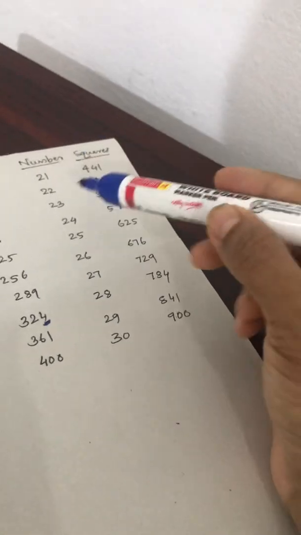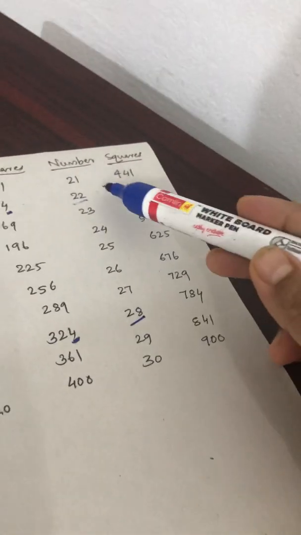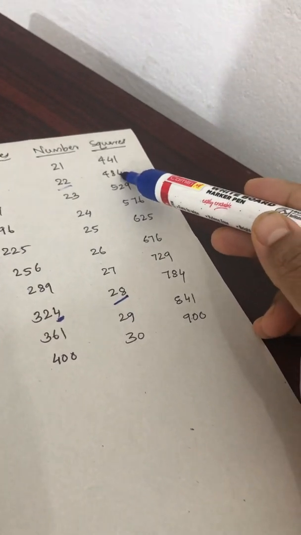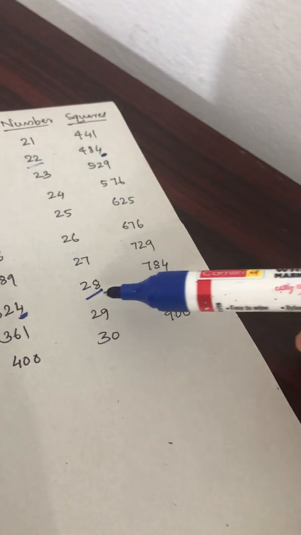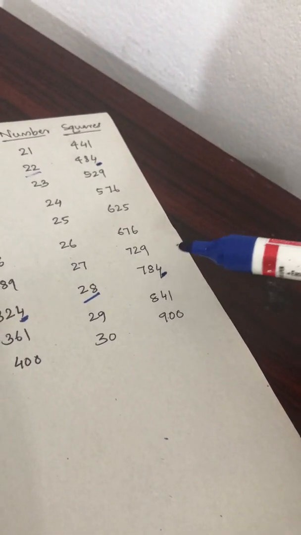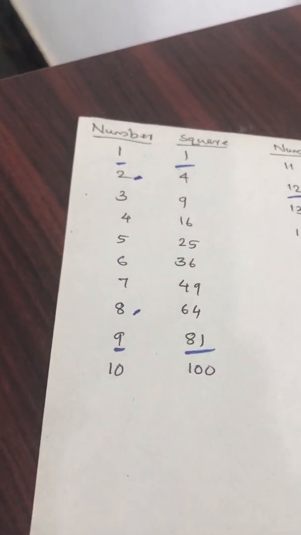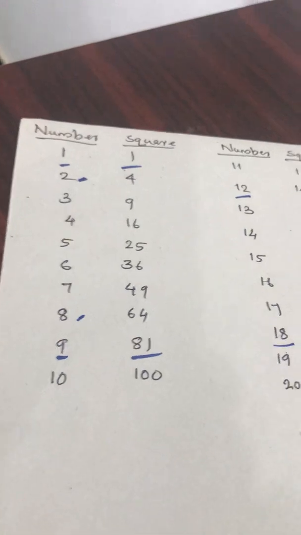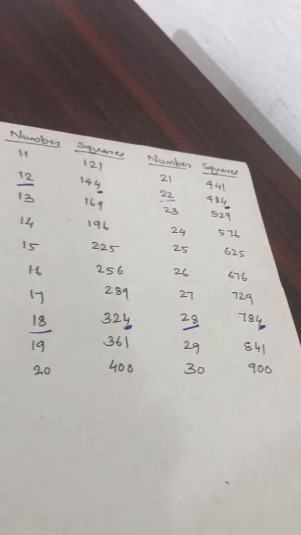Just like you look at 22 and 28. 22 square is 484. The units place we can see it is 4, and 28 its units place 8, so its square units place is 4. So we can conclude that if a number has 2 or 8 in units place, then its square ends in 4. In this row we can see that property.